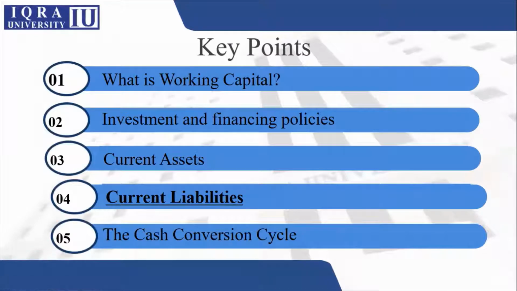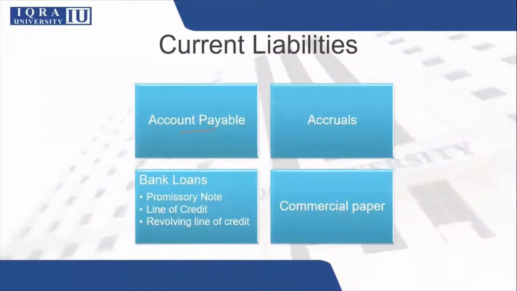In this lecture, we're going to cover current liabilities. So we have accounts payable, accruals, bank loans, and commercial paper. These are some of the common current liabilities that you find in most businesses. We are going to discuss accounts payable in detail. The other current liabilities, we are just going to discuss the definitions over here.